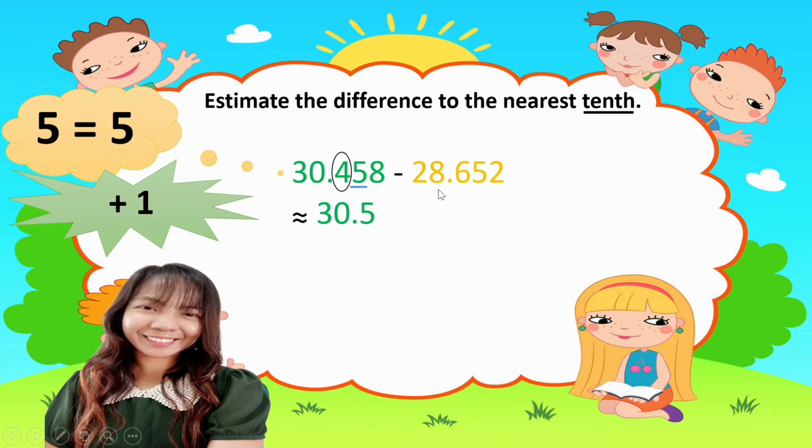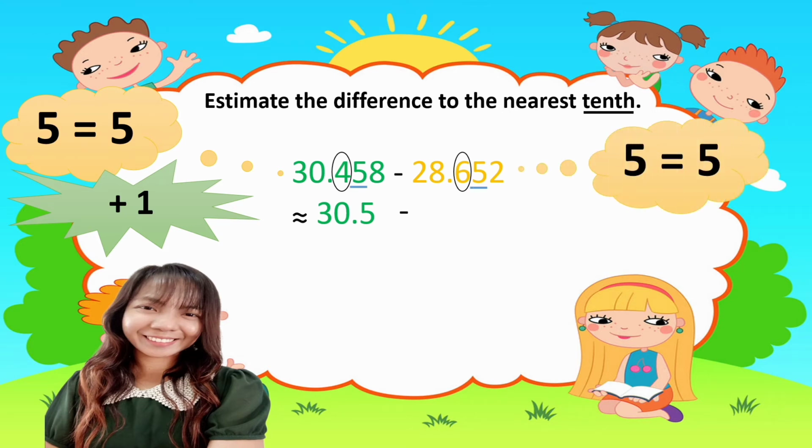Next, for this number, the tenths place is 6. And then the next number is 5. 5 is equal to 5, so you have to add 1. So write 28 point, 6 plus 1, 7. 28.7. After this, you have to subtract. 30.5 minus 28.7.